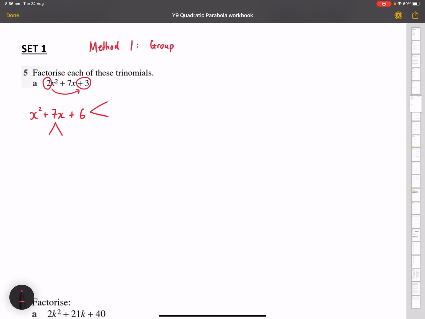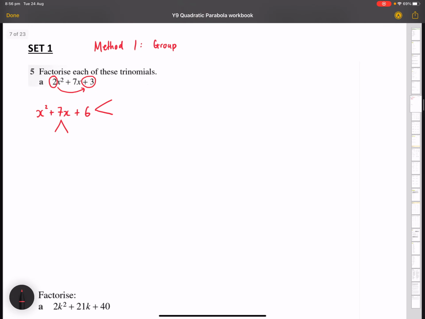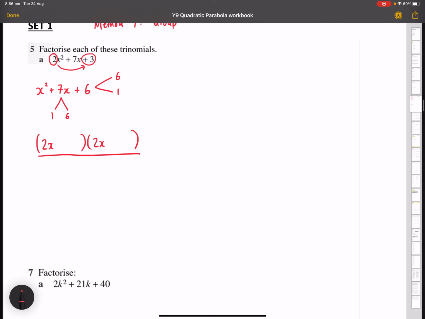The two numbers I can think of are 6 and 1. 1 times 6 is 6, and 1 plus 6 is 7. Great. Now we're going to write it in this format. We're going to say 2x here, because the coefficient of x squared is 2, so we have 2x, and we put it over 2, like that.